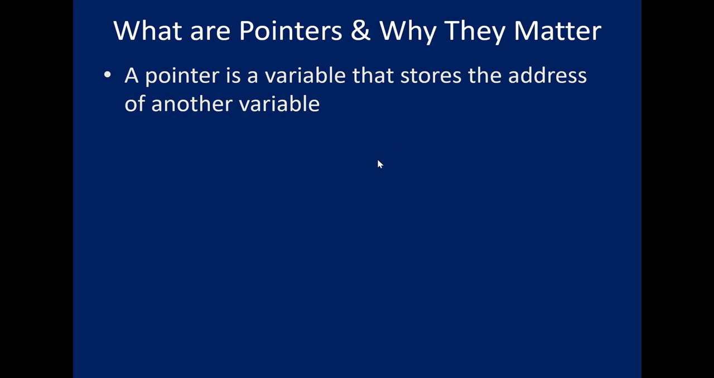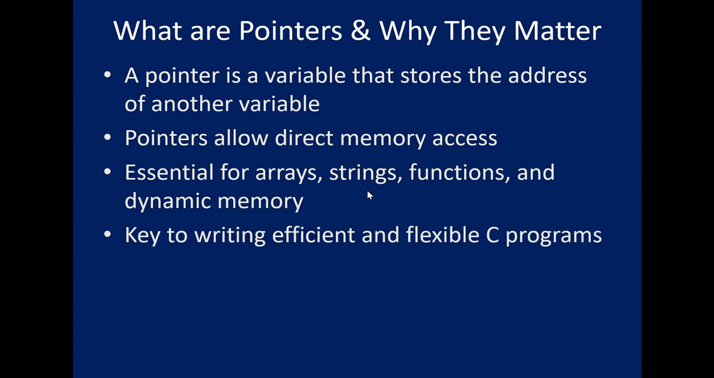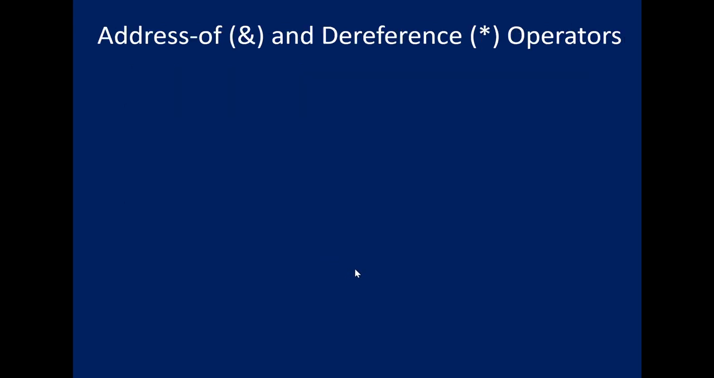A pointer is a variable that stores the address of another variable, and it allows direct memory access. It's essential for working with arrays, strings, functions, and for allocating memory dynamically. The pointer concept is key to writing efficient and flexible C programs if understood well, and if it is mishandled, it might cause your system to crash.